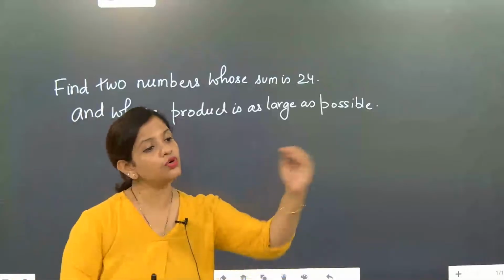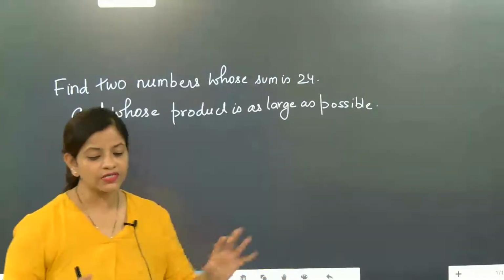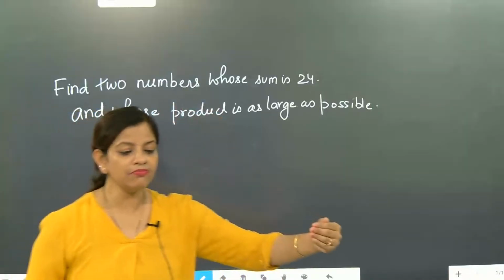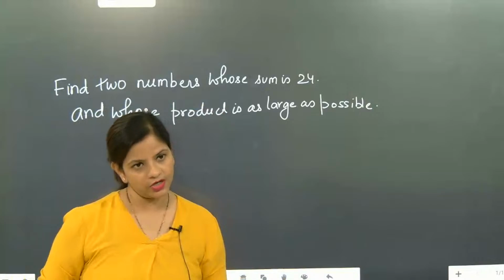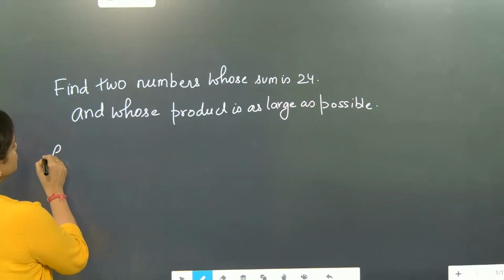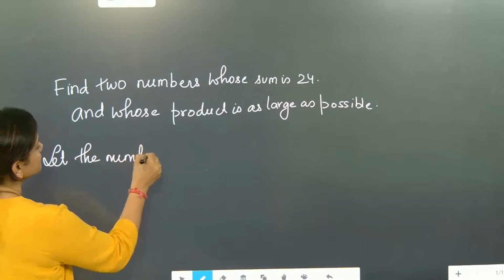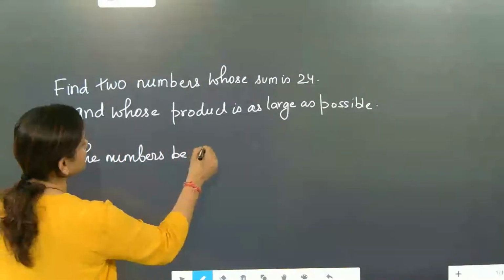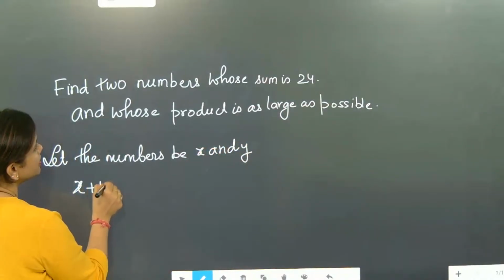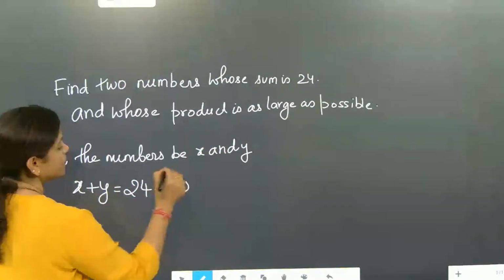So first, the two numbers' sum. Let the two numbers be x and y. Like simple equations, that part we will do, then I will teach you what maximum means and what minimum means. So the simple part is, let the numbers be x and y. The sum of these two numbers is 24. This will become our equation 1.